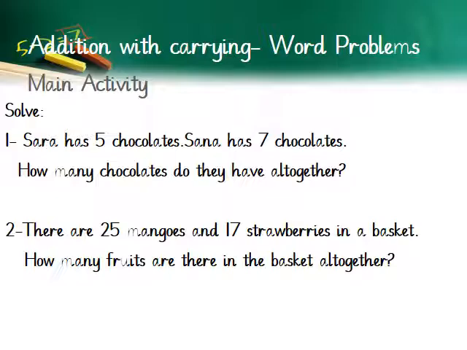In the same way, question number 2, there are 25 mangoes and 17 strawberries in a basket. How many fruits are there in the basket altogether? Make your statements yourself and do the working, make a sum, and then the answering statement, come up with your answer. How many fruits in the basket altogether? Yes, 25 plus 17. Altogether, there are 42 fruits in the basket. Correct answer.